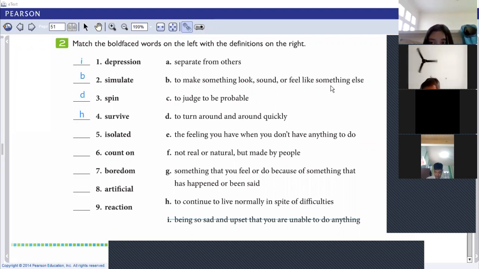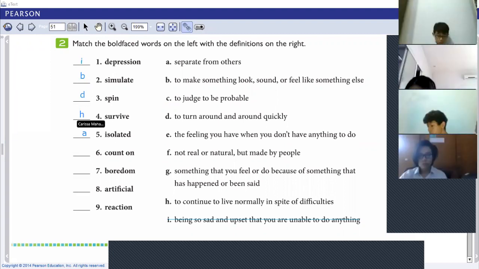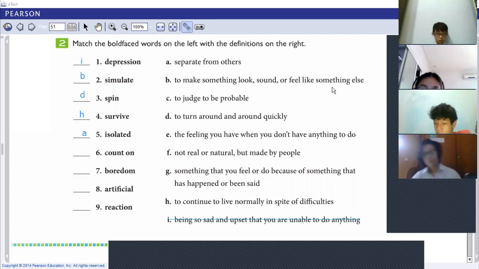Number 6, count on. I want to ask Devon. Yes, miss. What's number 6? E. Count on is C. To judge, to be probable. So you can rely on, depend on. C. Thank you, Devon. 7, boredom.